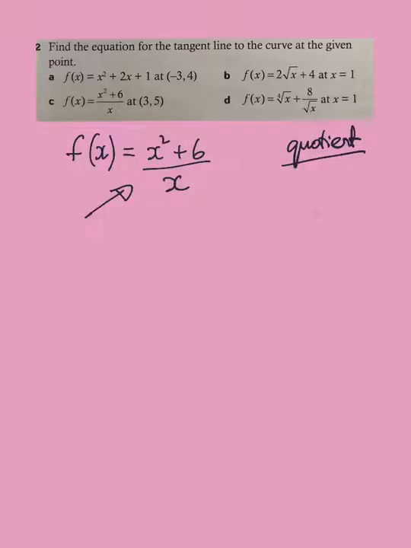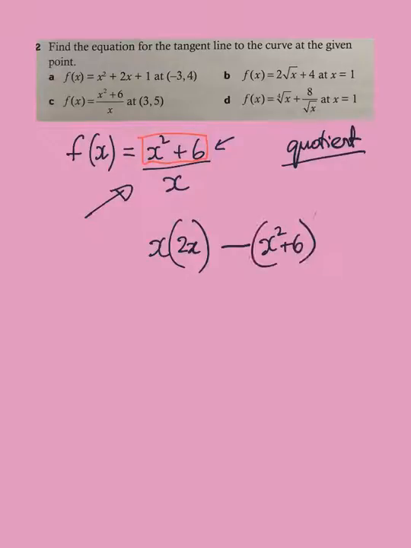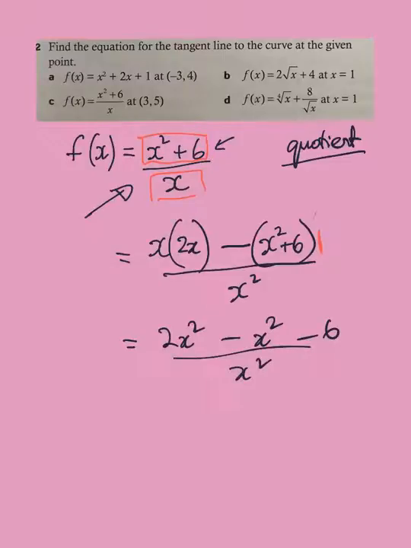You take the denominator, it's x, and multiply it by the derivative of the top line, so that's going to be 2x. Did I lose you there? That's because the derivative of this is just 2x, right? And then you subtract the top line, the numerator, times the derivative of the denominator, and the derivative of x is just 1, and all over the denominator squared. So that would be 2x squared minus x squared minus 6 over x squared, which is equal to x squared minus 6 over x squared.